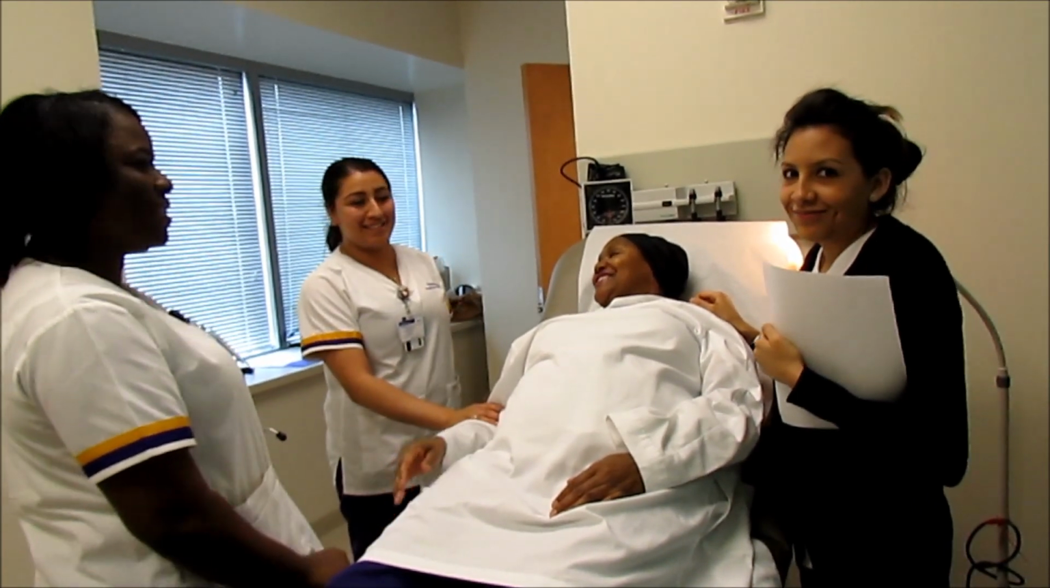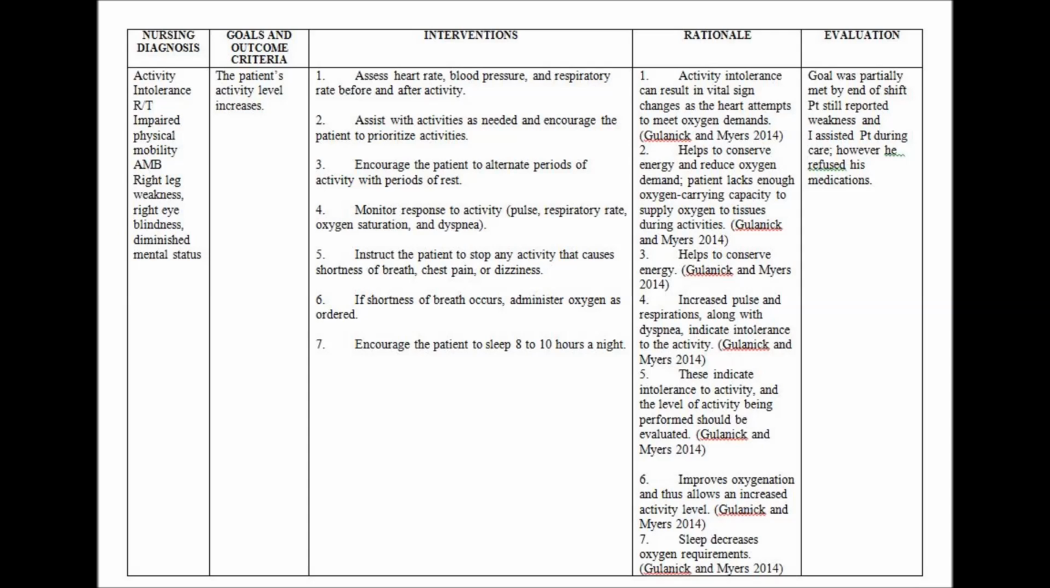Thank you so much. Because our patient has right-sided weakness and is blind in his right eye, we felt his activity level and safety was a priority. Activity intolerance related to impaired physical mobility as manifested by right leg weakness, right side eye blindness, and diminished mental status. The goal and outcome criteria we chose was for the patient's activity level to increase.